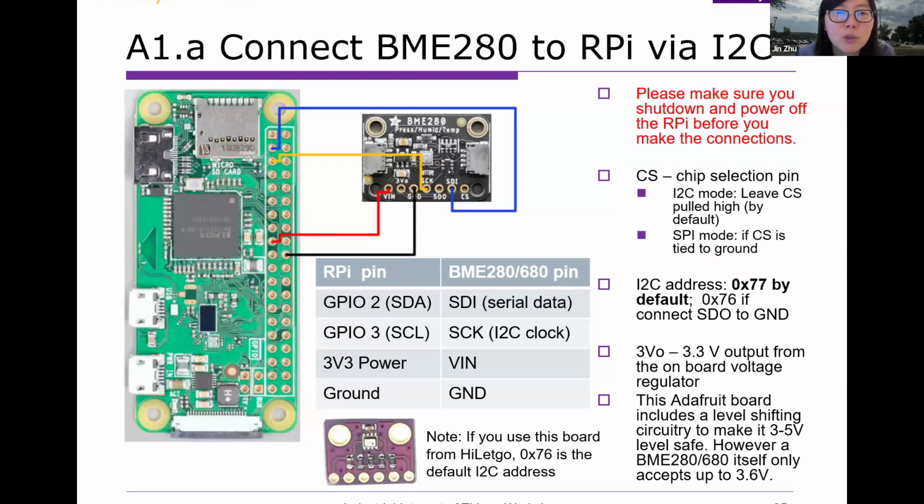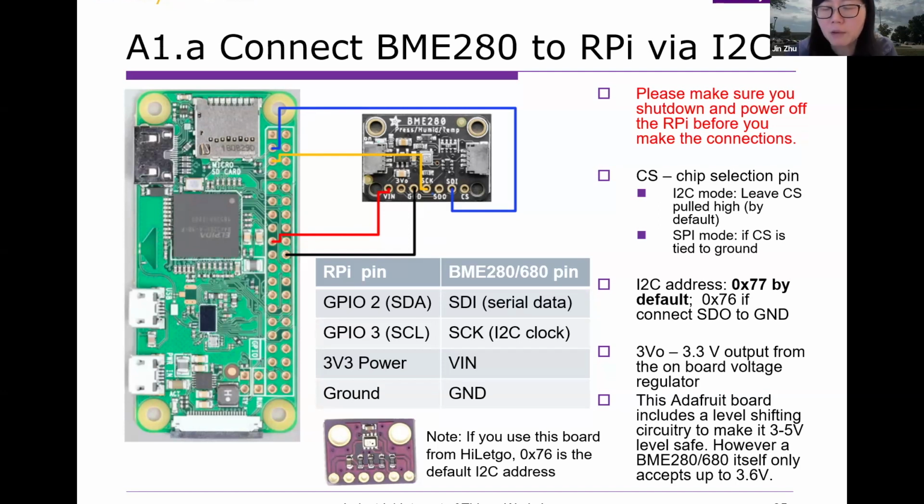For example, if you're using this board from Amazon, then the default address for this one, based on the configuration, is actually 0x76. That's one thing you need to be careful about. And again, the board needs a power supply, as I mentioned earlier, of up to 3.6 volts, no greater than that.